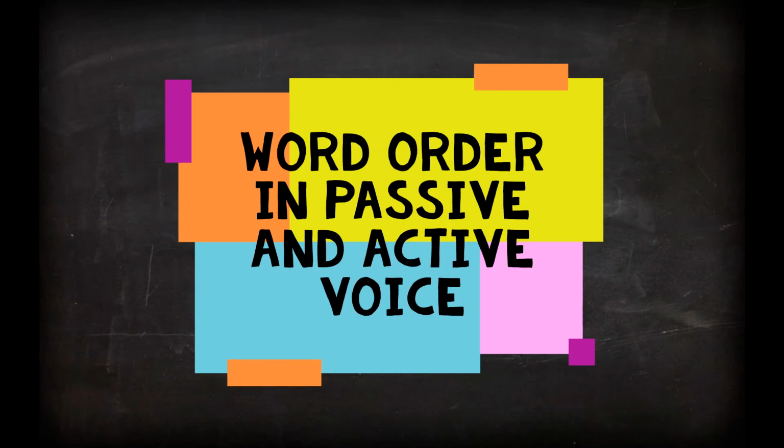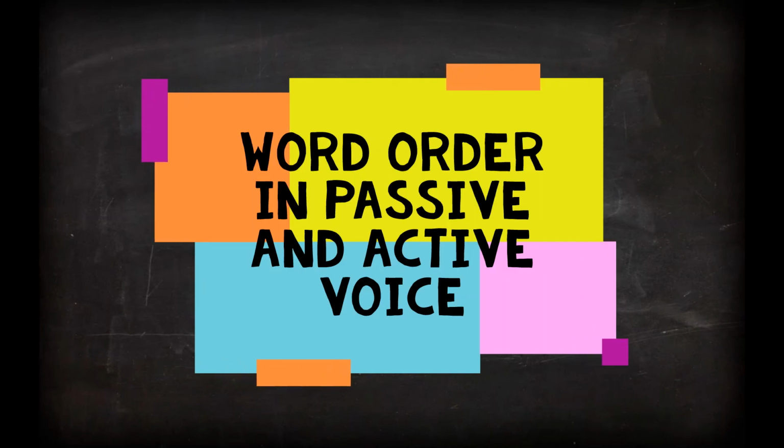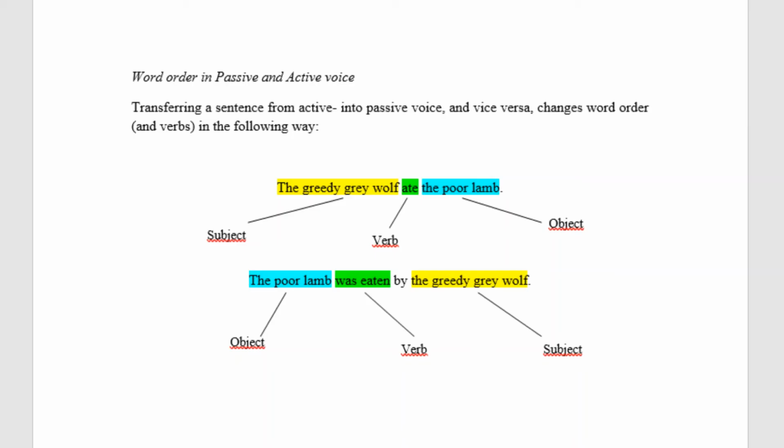Word order in passive and active voice. Transferring a sentence from active into passive voice and vice versa changes word order and verbs in the following way. For example, the greedy gray wolf, which is the subject, ate, which is the verb, the poor lamb, which is the object. And it changes into the poor lamb, which is the object, was eaten, verb, by the greedy gray wolf, which is the subject.